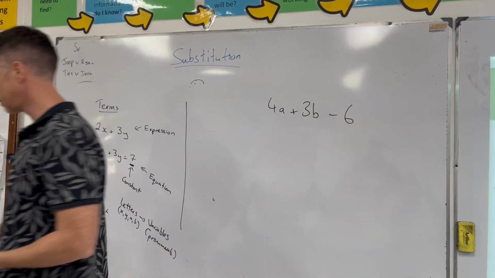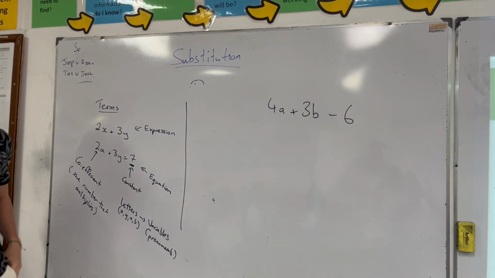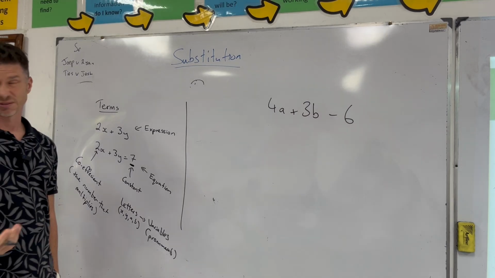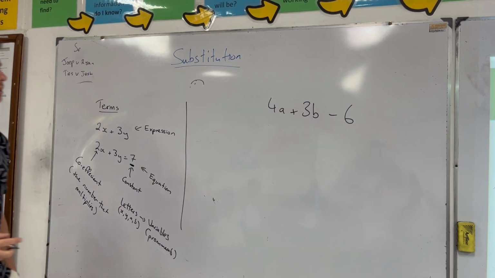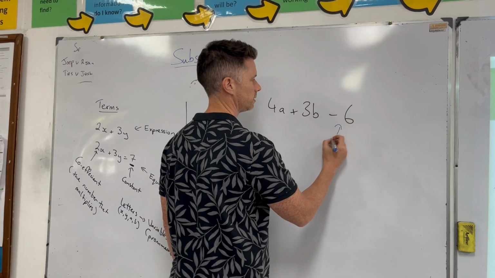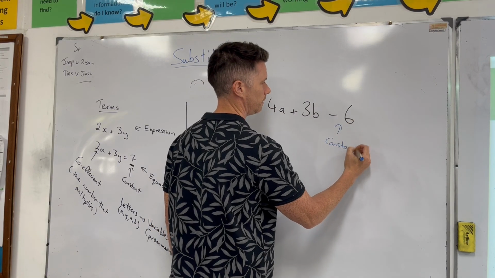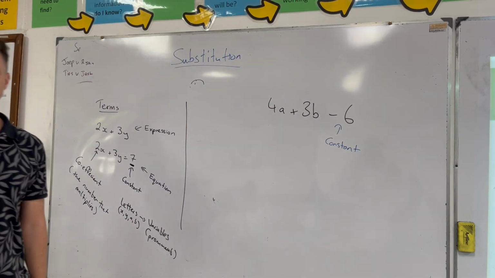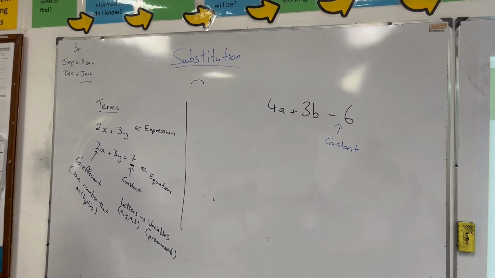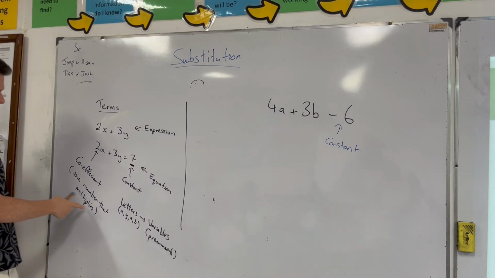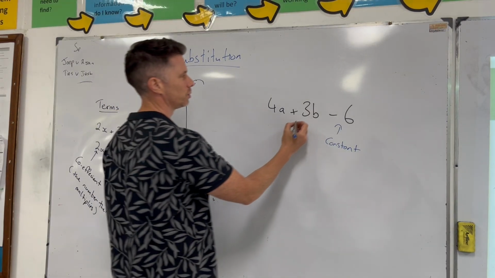If I have something like this, is that an expression or an equation? Expression. No equals sign, expression. Which number is the constant? 6. Negative 6, actually. Negative 6. So this one is the constant. What is the coefficient of b? 3. So coefficient, the number that multiplies, so 3 is the coefficient of b.